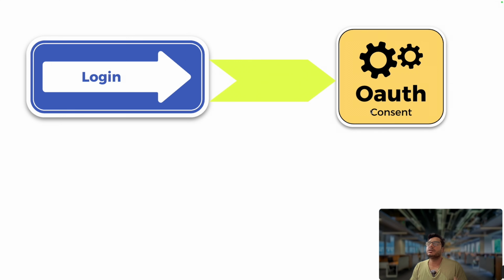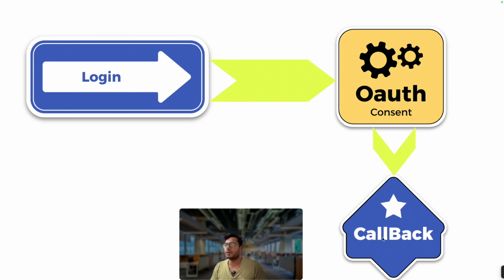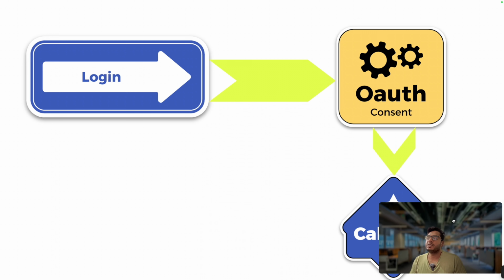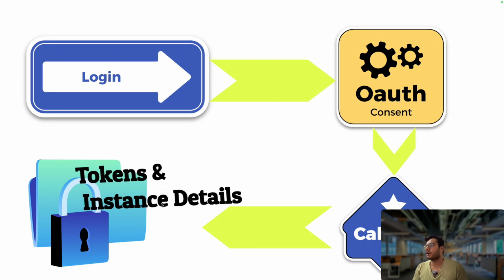So Auth consent on the Salesforce side, Salesforce will ask you, do you want to provide access to this application? This is the third-party connected app. So once you click on yes, it will take you back to the callback page. It will give you the authorization code with the callback, and you get the authorization code in the callback URL. Then you're going to take that authorization code and get the tokens and instance details.